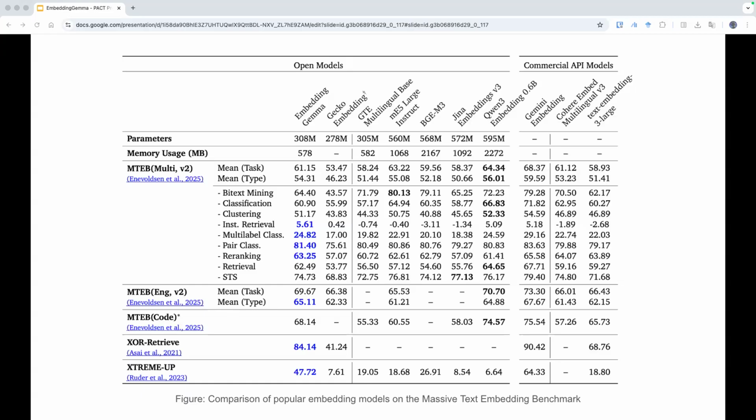It seems like Gemini embedding does a better job across the last four tasks. Your voice is too low. Is it better now? Yeah, it's getting better. Just curious, Gemini embedding seems to do a better job across the board for the last four models. Is it because of the size?